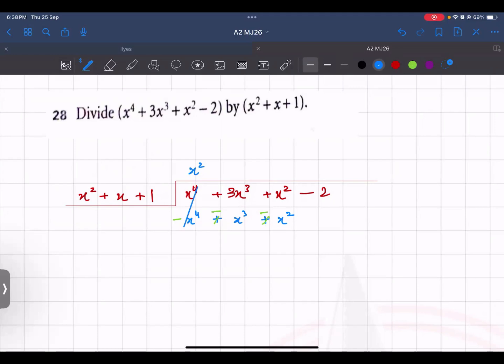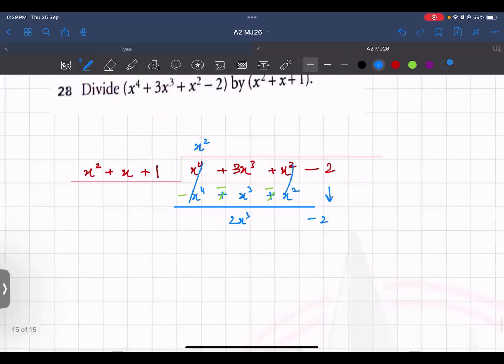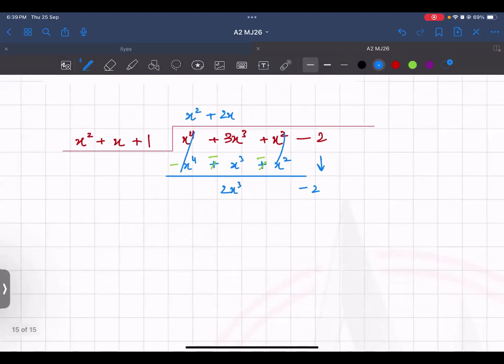So x power 4 minus x power 4 cancels out. This becomes 2x cubed. The x square minus x square also cancels out, and minus 2 is carried forward. Now you multiply the x square with 2x, so that you get 2x cubed. Then you multiply the x with the 2x, so 2x square, and then 1 with 2x, so plus 2x.